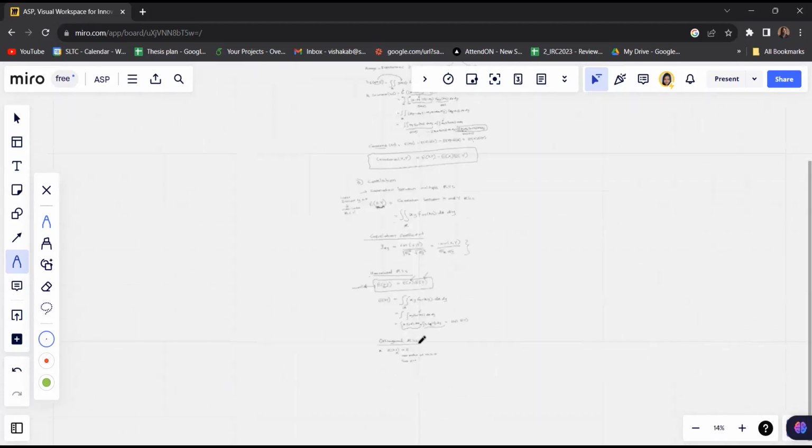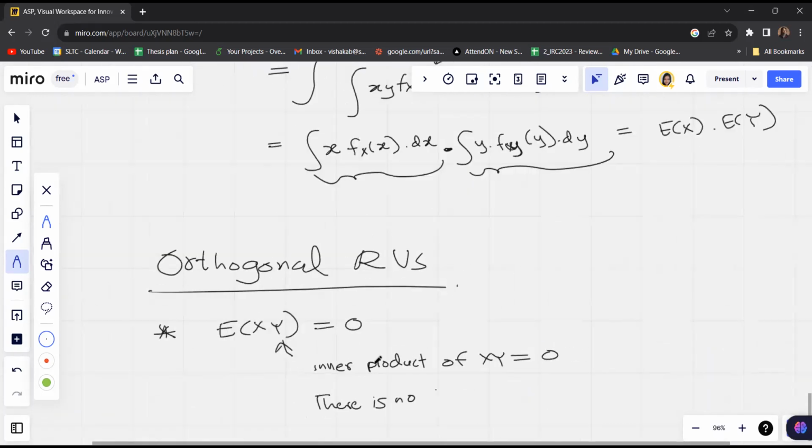However, in cases where there's no dependency between the two random variables, there's no interference between these two random variables.